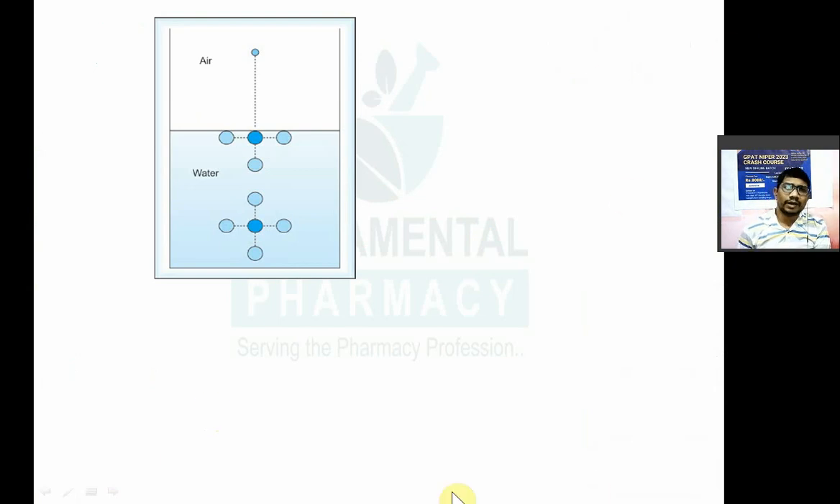Before understanding these chapters, you should know about surface tension and interfacial phenomena. We have already seen that. In short, I would like to revise.